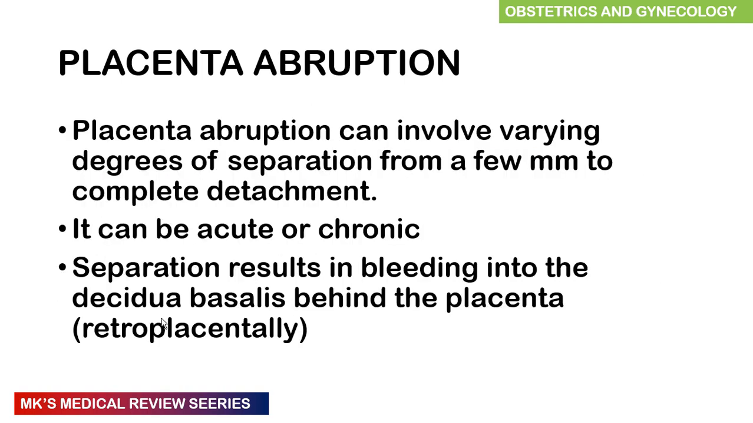Now remember that there are varying degrees of separation, from a few millimeters to complete detachment of the placenta. And it may be acute or chronic. A chronic type of abruption can be associated with intrauterine growth restriction. And of course, the separation results in bleeding into the decidua basalis behind the placenta. So you have this bleeding happening retroplacentally.